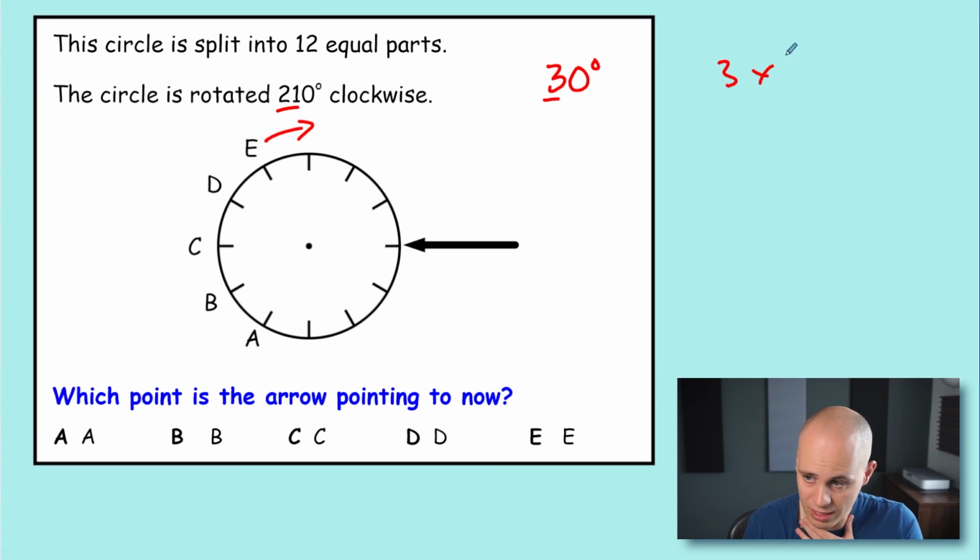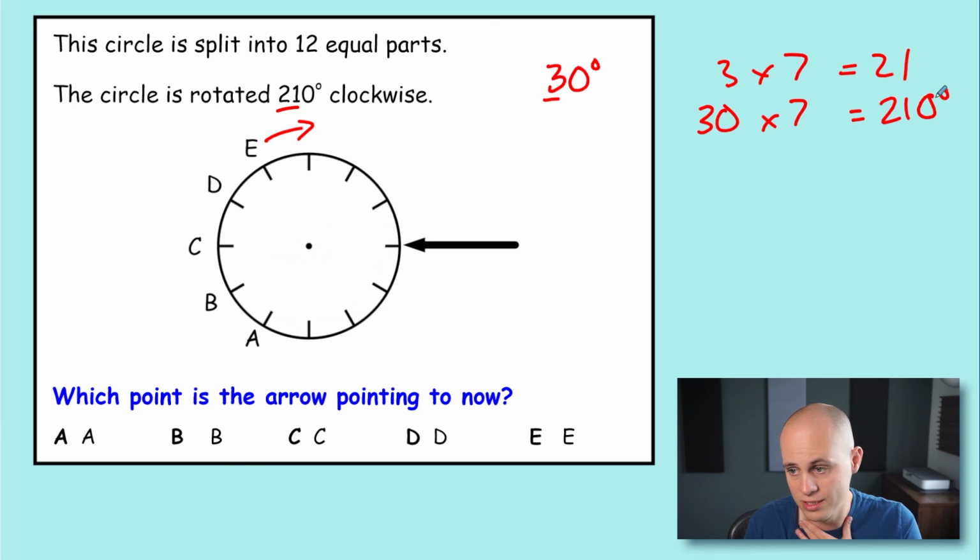I know that 3 times 7 is 21. So now, therefore, I know that 7 lots of 30 degrees is 210 degrees. Okay, guys? So I know that it's going to turn 7 clicks around. So that's what we're going to do. So this is what it's on right now.